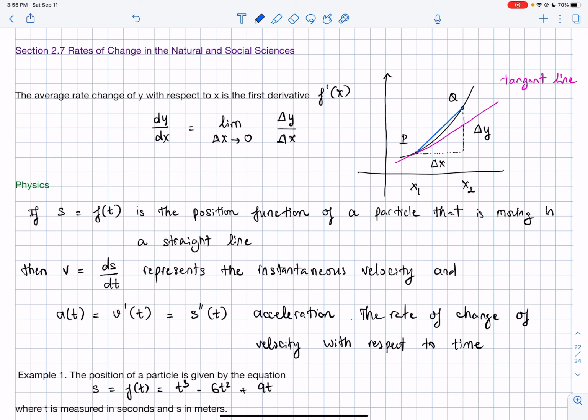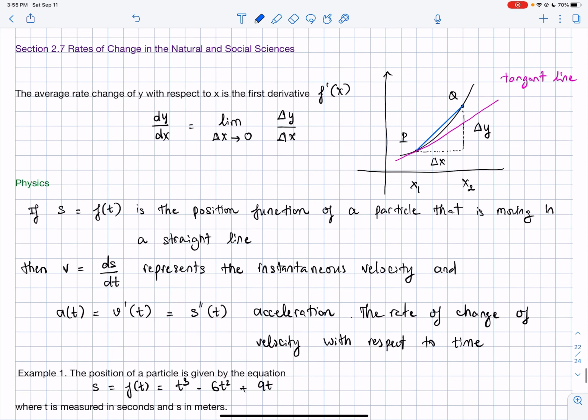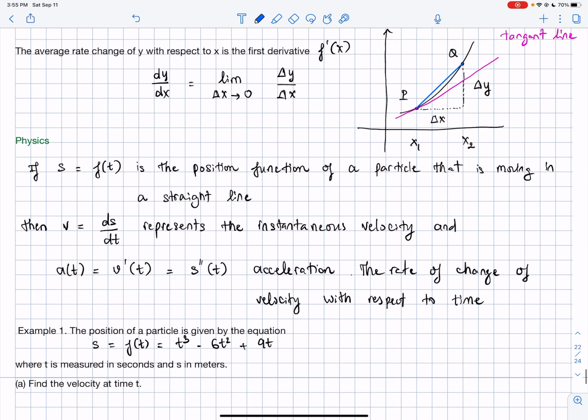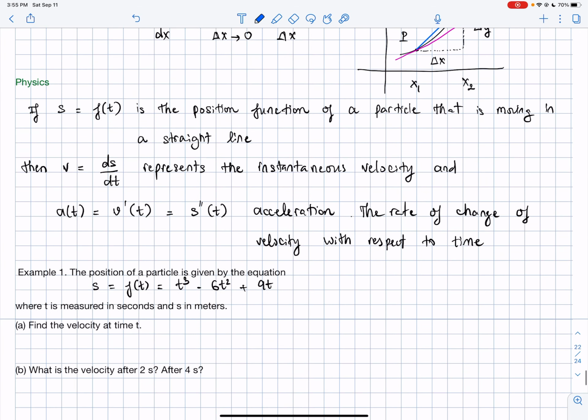And to find the acceleration, we take the second derivative of the position function, or the first derivative of the velocity. The acceleration is the rate of change of the velocity with respect to the time.